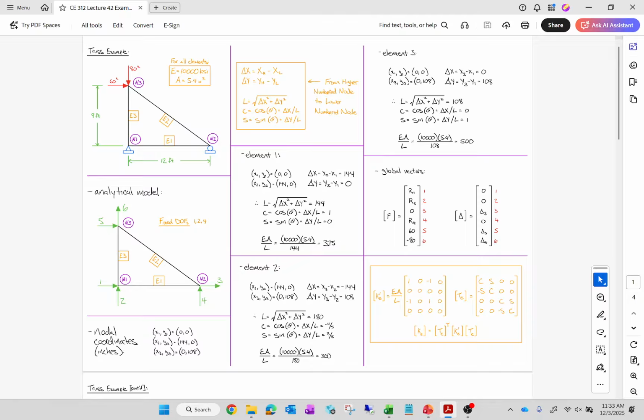So you end up getting an EA over L of 375 for element number 1, and an EA over L of 500 for element number 3, okay? So I went ahead and did that for element 1, 2, and 3. And then I also went ahead and wrote my global F and delta vectors, which is the same thing I've got right here. Okay, so once I have that, the process becomes pretty straightforward.